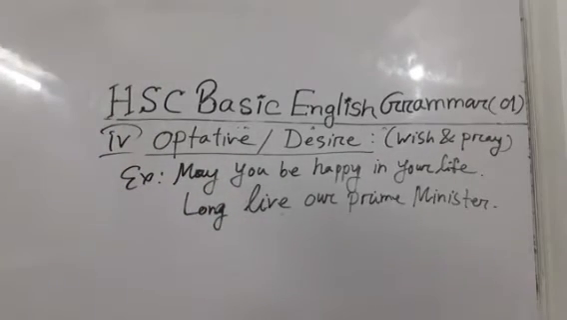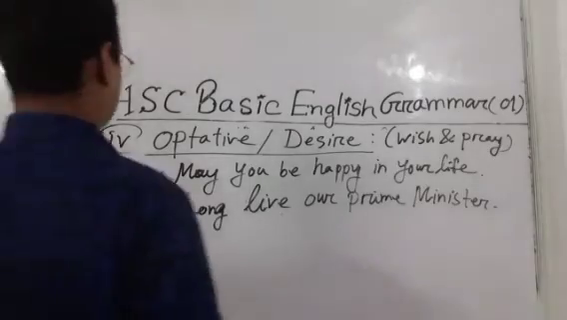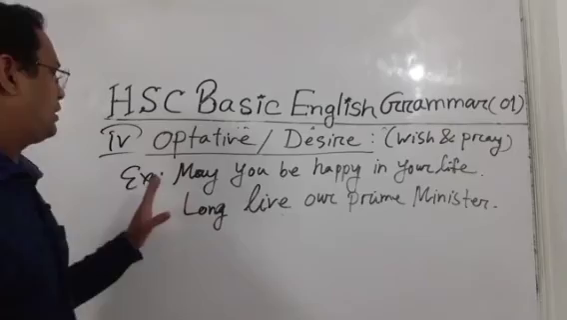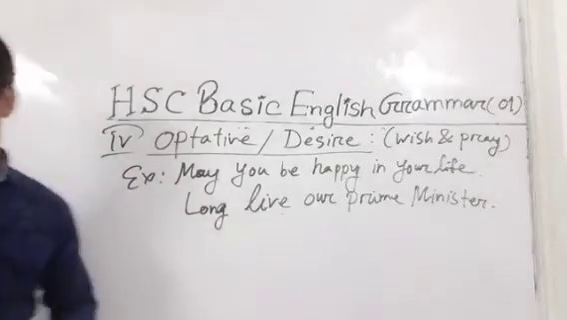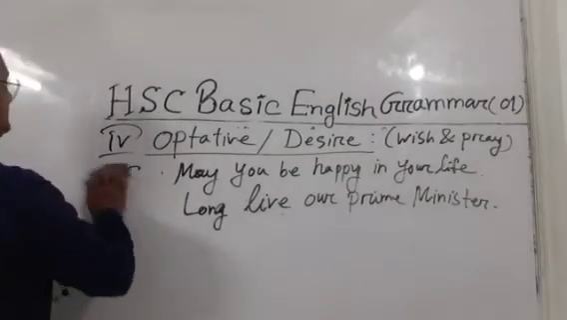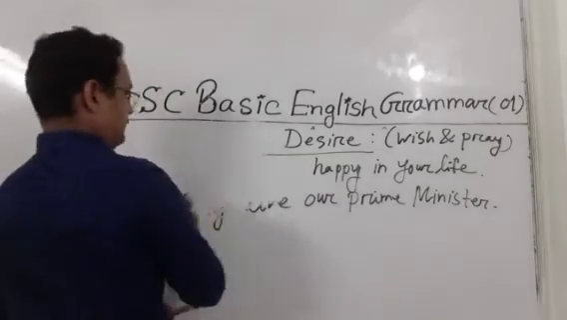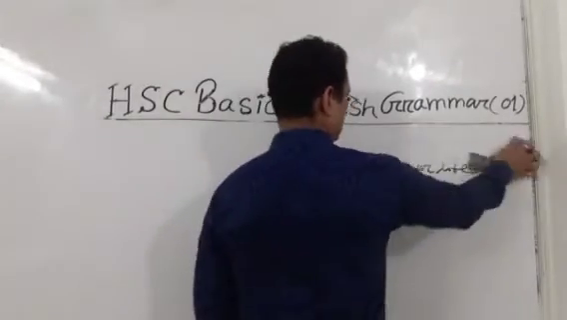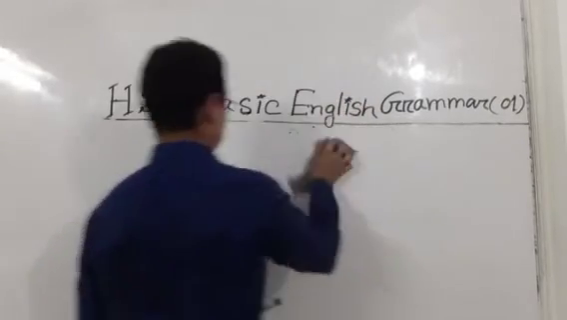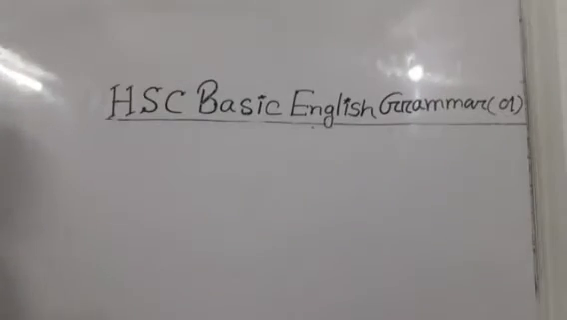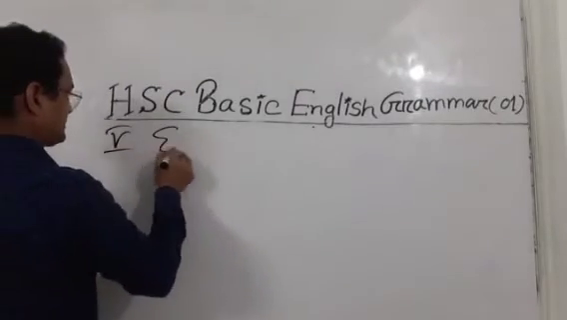Okay, these are the optative sentences, students. And let's go for number 5. Number 1 was assertive, number 2 was interrogative, number 3 imperative, number 4 optative, and number 5, according to meaning, the kinds of sentence, is exclamatory sentence.